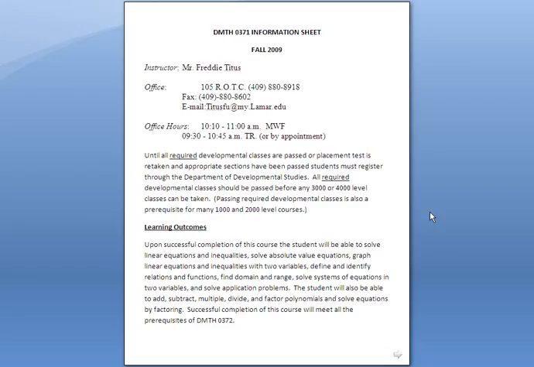Upon successfully completing this class, you should be able to do linear equations and linear inequalities, solve absolute value equations, graph linear equations and inequalities with two variables, define and identify relations as functions, find the domain and the range of functions, solve systems of equations in two variables, and solve application problems. The student will also be able to add, subtract, multiply, divide, and factor polynomials, and solve equations by factoring at the conclusion of this course. And this course, in essence, prepares you for 0372.